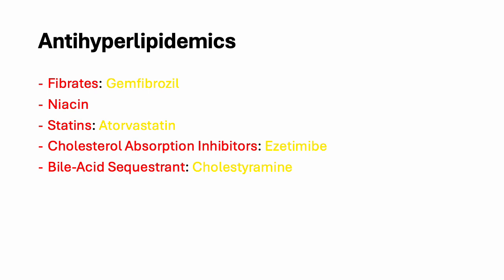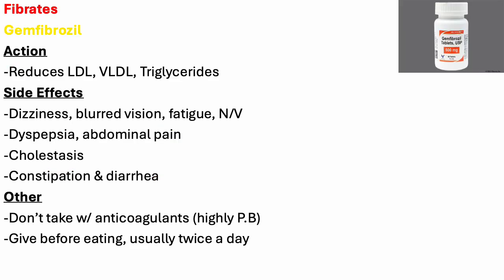All right, and here are the antihyperlipidemics. First one we'll go over is fibrates, and the drug's name is gemfibrozil. The action of this is to reduce VLDL, LDL, as well as triglycerides. Side effects you'll see is dizziness, blurred vision, fatigue, nausea, vomiting, dyspepsia, and abdominal pain. They're kind of like the same thing.